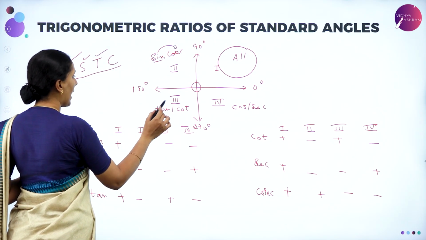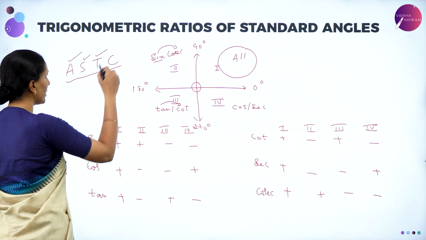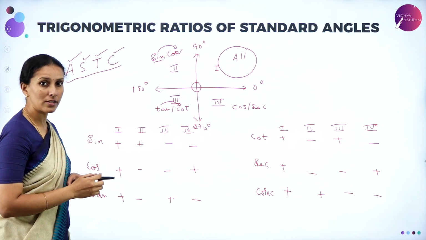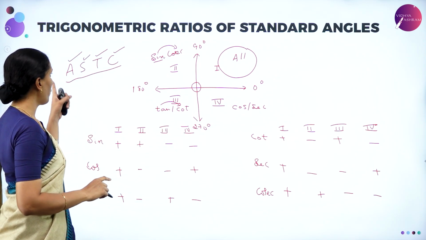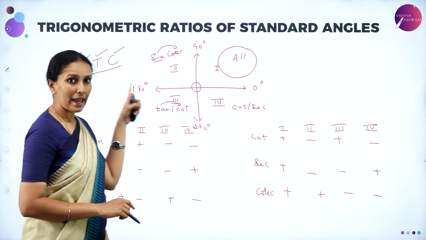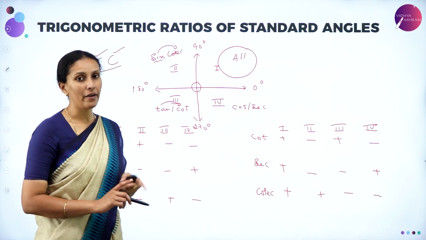Next, T represents tan. Along with tan, its reciprocal relation, cot, is positive. The last one represents cos. So cos and secant will be positive in the fourth quadrant. So very easy to remember. We should follow the ASTC rule to remember the signs of all trigonometric ratios.